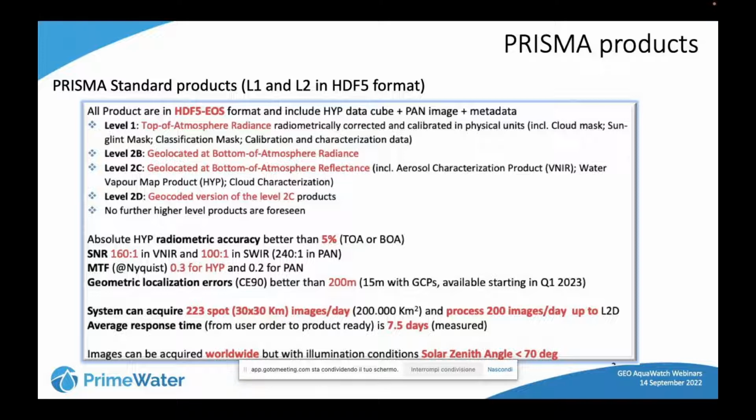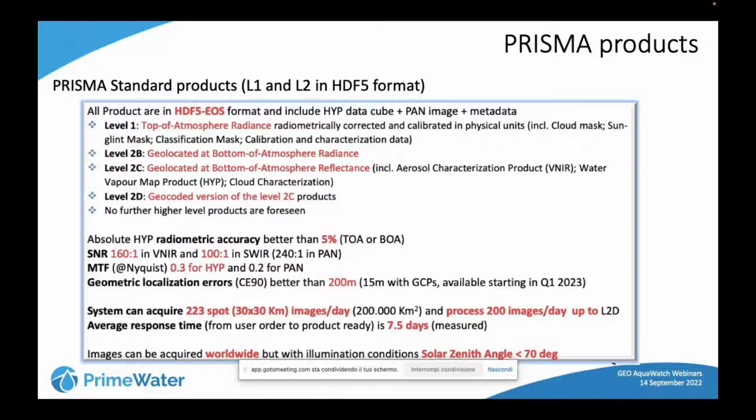So here we do have some of these characteristics. What is still a little bit not aligned with the requirements is the geometric localization errors, which is pretty low in performance, but that should be re-amended at the beginning of the next year. So the system can acquire every day about 220 imagery, which can be processed on a single day. And the average response time from the user order to the product ready is about 7 days.